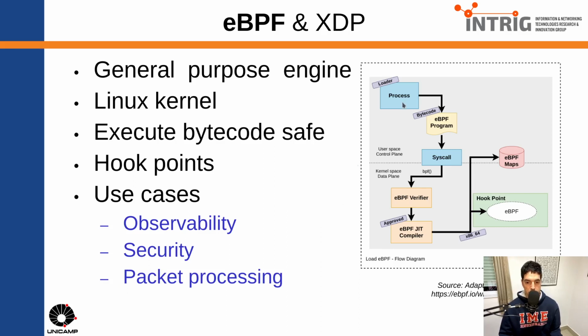So as you can see here, we have the process, the loader, that will load the bytecode of the eBPF. This bytecode is generated using Clang. We program the eBPF using the restricted C language. So after we compile it, the process will load the bytecode into the kernel. But after that, it will pass through the verifier.